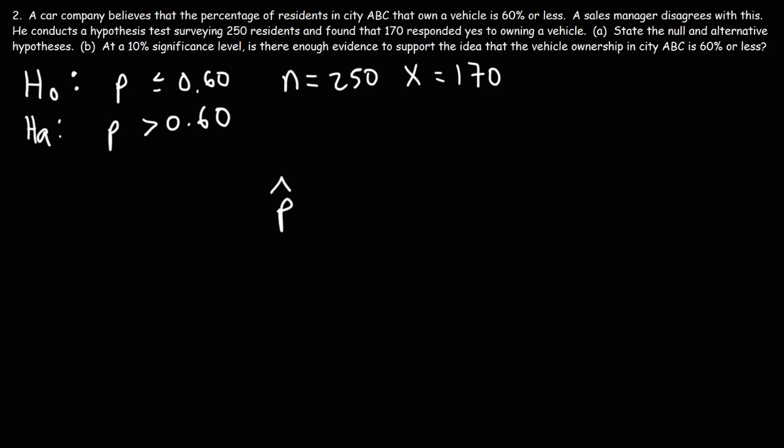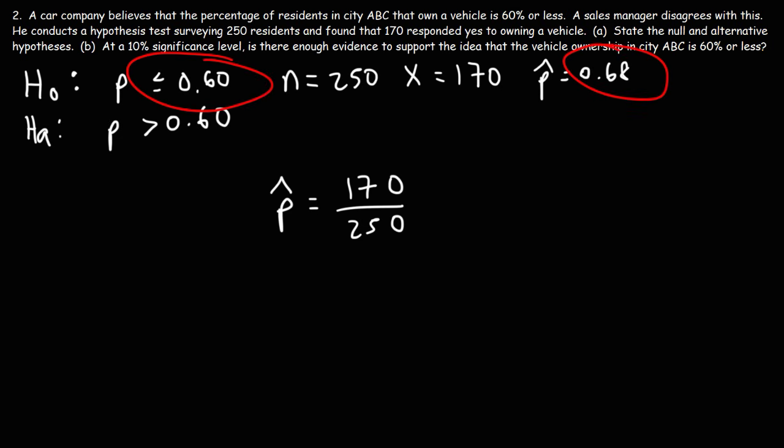And with that, we need to calculate the sample proportion. So it's going to be x over n, which is 170 divided by 250. And so the sample proportion is 0.68. So his test might be valid because 0.68 is not very close to 0.60. But we're going to make sure by conducting a test.